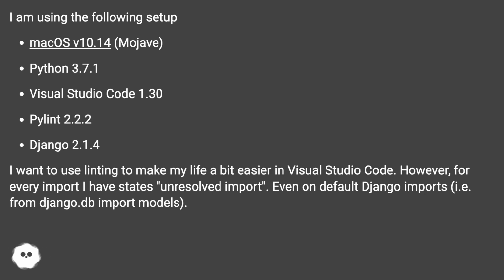I want to use linting to make my life a bit easier in Visual Studio Code. However, for every import it states unresolved import, even on default Django imports, i.e. from django.db import models.